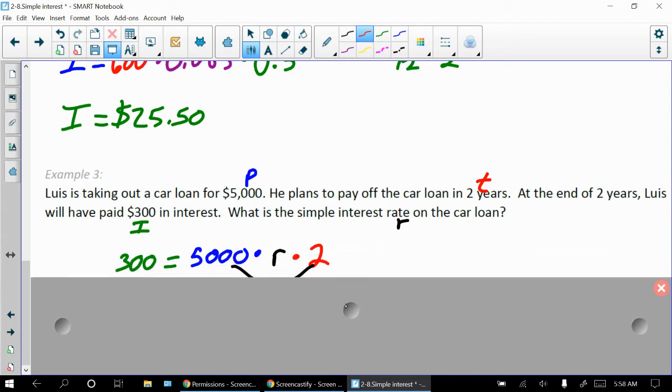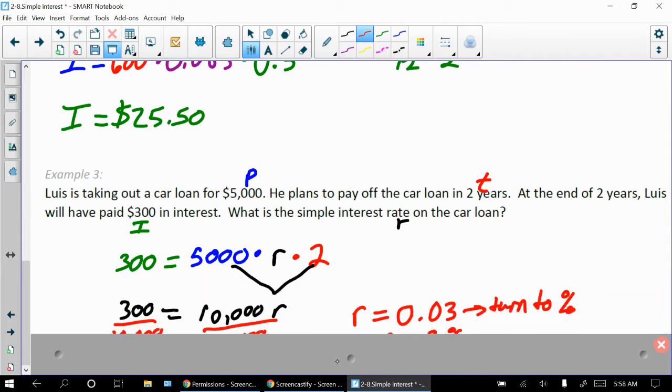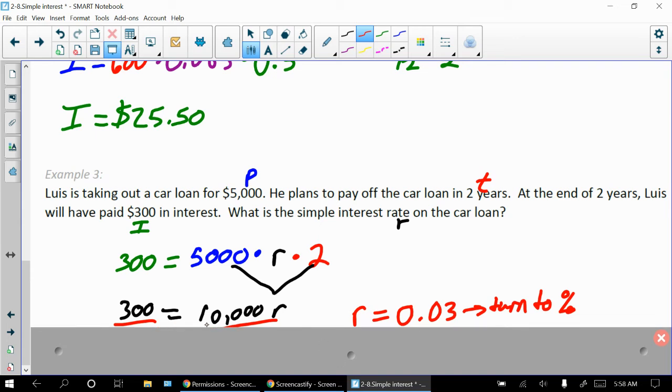First set up your equation. My I went here. I tried to color code for you. Principal. I'm looking for my rate, and then I have 2 years. I still put it in the same order. Now I can combine these two numbers by multiplying. Remember your commutative property of multiplication: you can switch the order if it's all multiplication. So that made 10,000. So 300 equals 10,000 R.